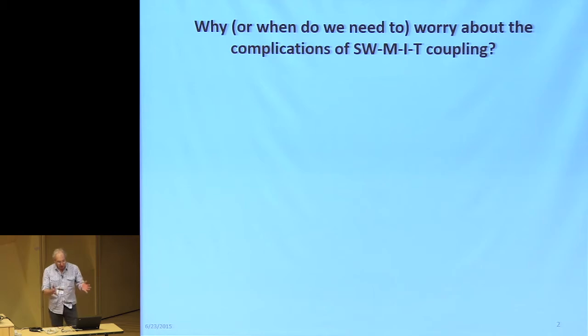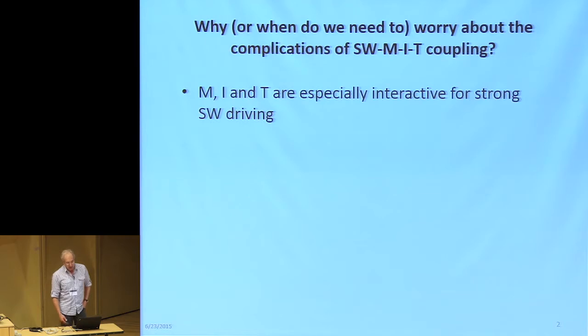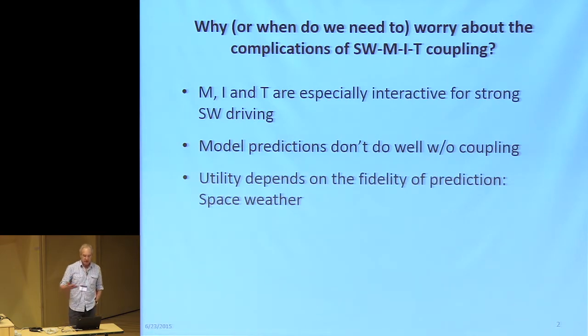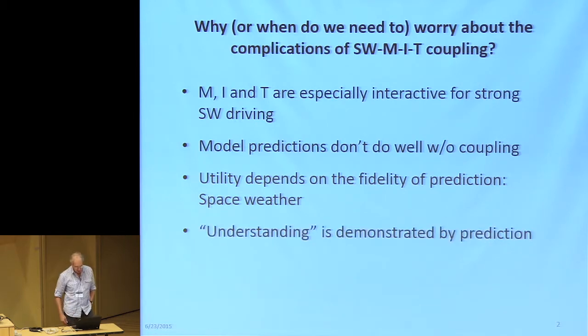Okay, first of all, let's motivate it. Why do you want to do it? Why worry about the complications of coupling? It's hard enough to just talk about the IT system or the mag system, solar wind magnetosphere, so when do we need to worry about it? Well, first of all, these three elements of the system become especially interactive during intense or strong solar wind driving. Model predictions, we're learning, don't do very well without coupling during such intervals. And the utility of our predictions and understanding really depends on the fidelity of the predictions. In particular, we're thinking about applications like space weather.